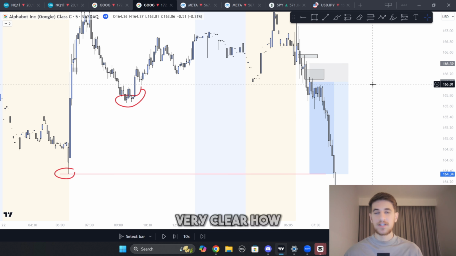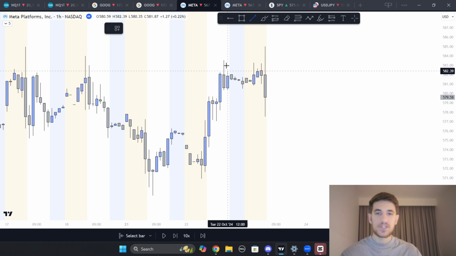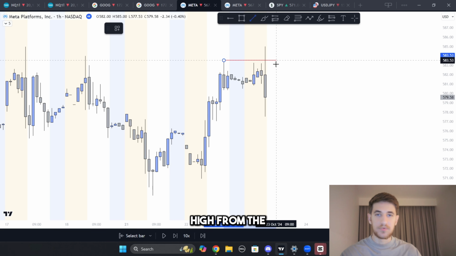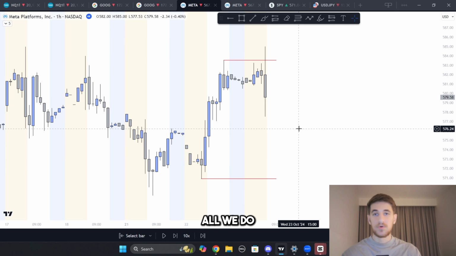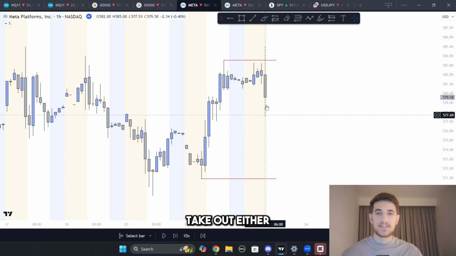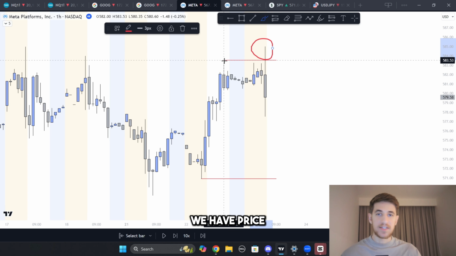So by now it should be very clear how liquidity works, but we're going to take a look at one more example to give you a better understanding. So here we are on the 1-hour time frame once again, and very simply I'm just going to mark out the most significant high from the previous trading session, which is right over here, and the most significant low, which is down here. Again, all we do is wait for price to take out either the high or the low and reverse right back down, and in this situation that's exactly what happens. We have price take out the high and we get an immediate reversal right back down.